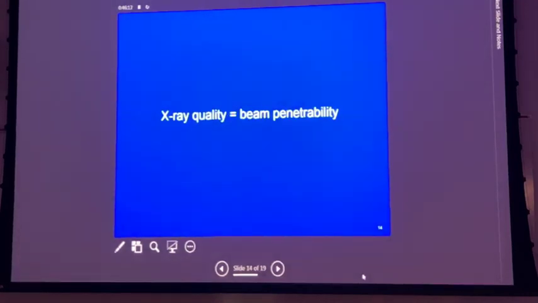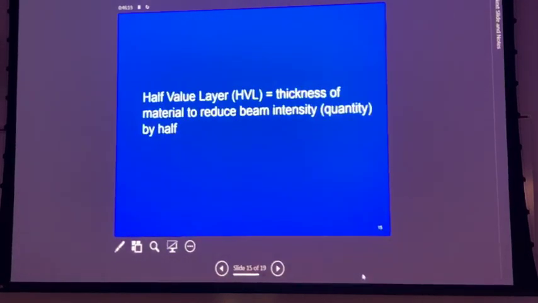So, X-ray quality equals beam penetrability. Half value layer is your best measure. So the amount of any absorber that it takes to reduce the intensity of your exposure down to half of its original intensity is what your half value layer is.